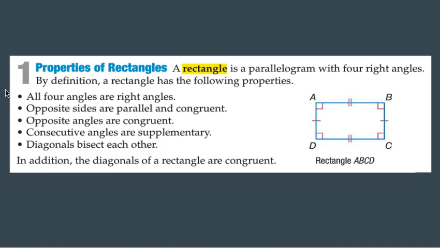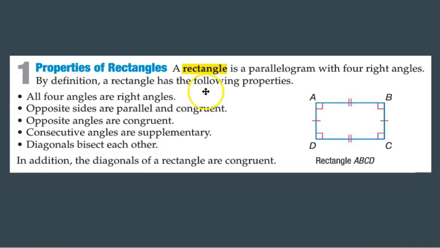Alright, properties of rectangles. A rectangle is a parallelogram with 4 right angles. Remember, we're saying you have to have 4 right angles. Think about another parallelogram that must have 4 right angles: a square. By definition, a rectangle has the following properties.